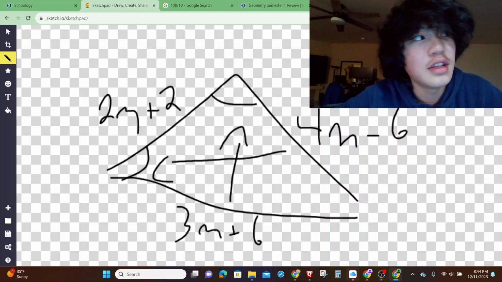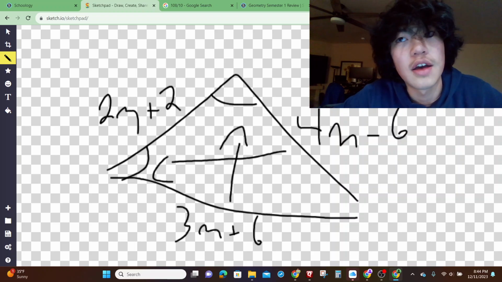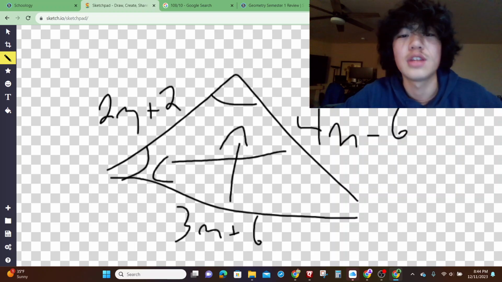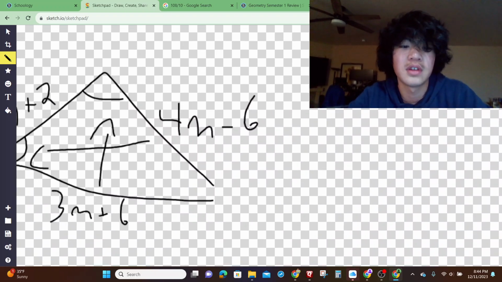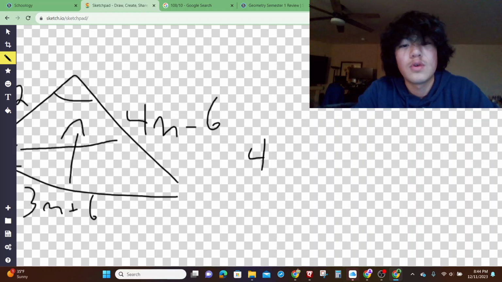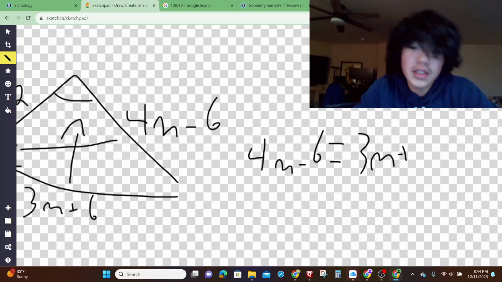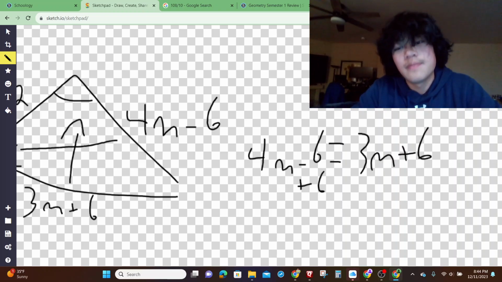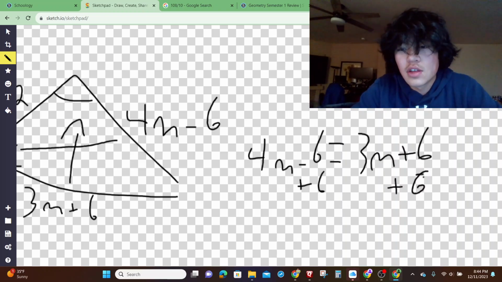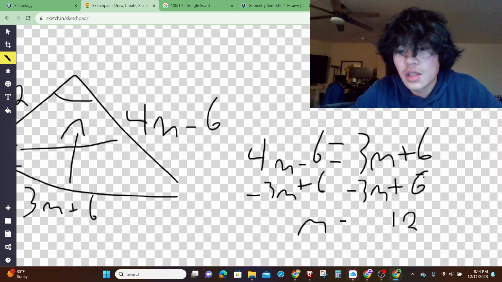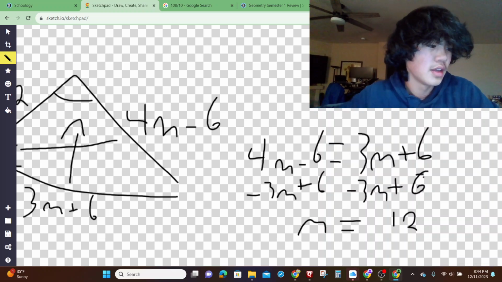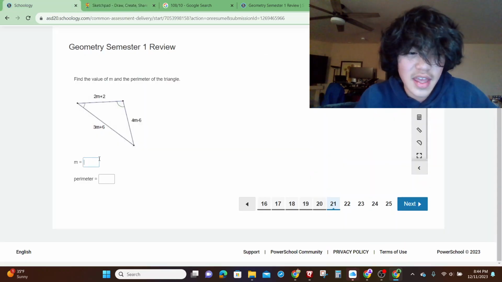Then, since these two angles have the little angle mark thing, we know that they're same length. So, now we can do 4m minus 6 equals 3m plus 6. Add 6 here, add 6 here. Then we're going to get 12, subtract 3m, subtract 3m. So we get m equals 12. Now we found the value of m.